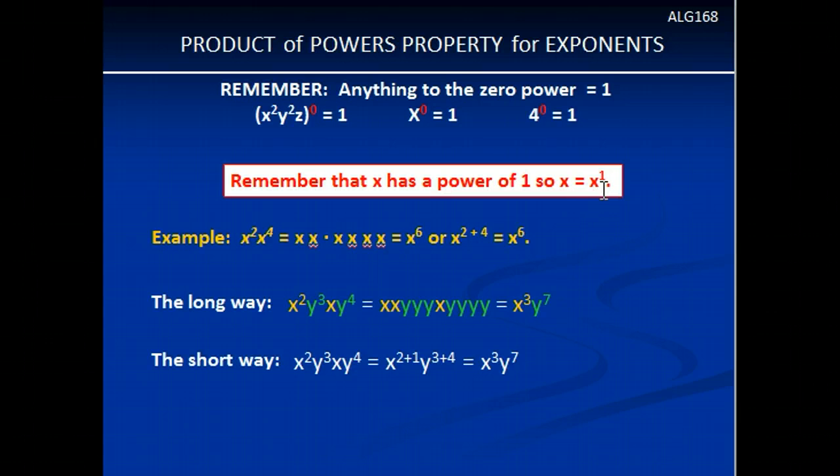Also, remember that x by itself has a power of 1. X equals x to the first power, or x to the 1. So when you are looking at problems, don't forget that you need to add the 1 when there's just a plain x. You can't just ignore it.